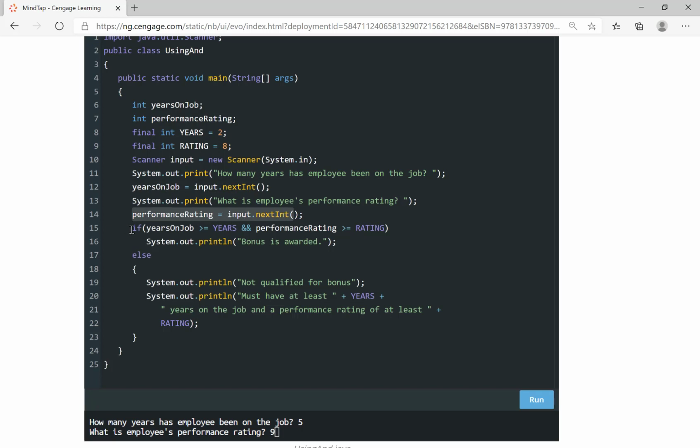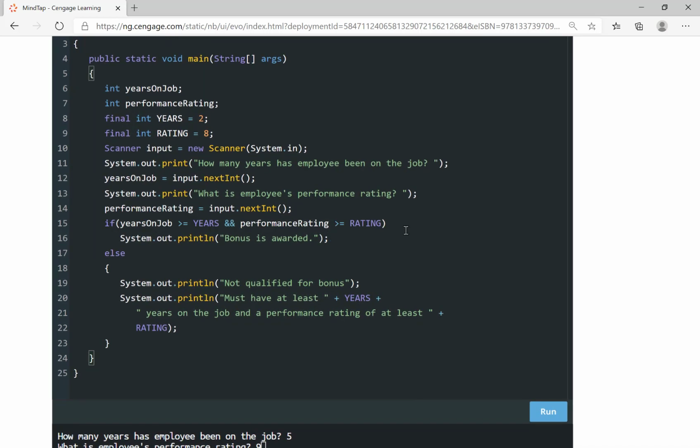So everybody, all the money is on line 15. Let's really look at this. The years on the job for me is 5. Is 5 greater than or equal to the final years, which is 2? Come on, say the word out loud. Did you say true? I hope you did. It is true. So this part's true, but it doesn't mean we continue on. Both have to be true.